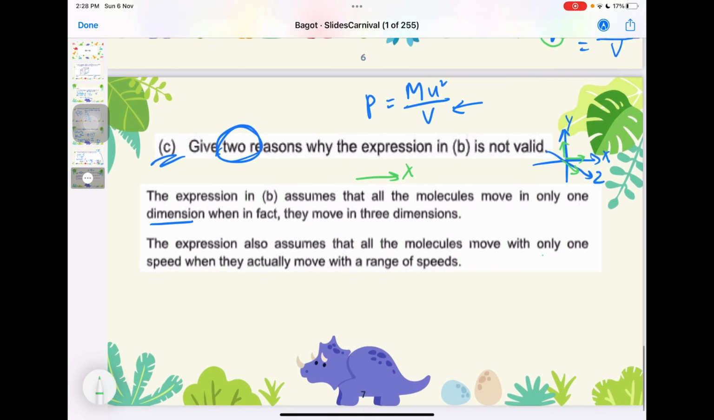And then for the second one, the expression assumes that all the molecules move with only one speed, when they actually move in a range of speeds.